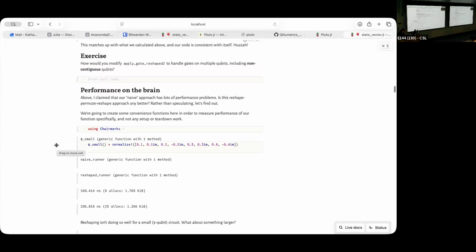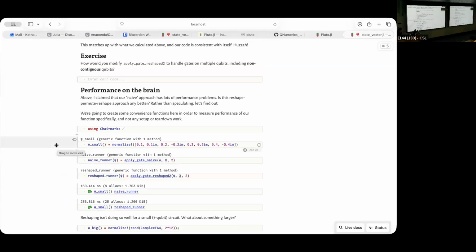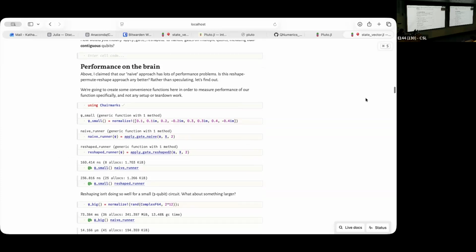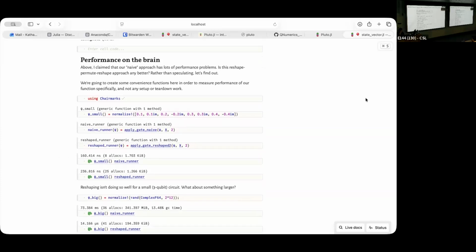Okay. So is it changing? Oh, all of a sudden, it's rendered again. Cool. Okay. So in the interest of time, because this is kind of a long notebook, I'm gonna keep going. If you want to keep working on your reshaped version, go for it.